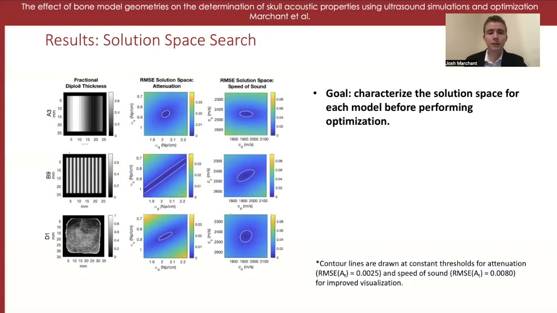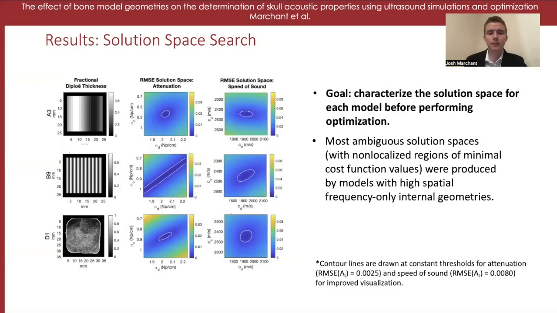In the leftmost column, the fractional diploid thickness, defined as the number of diploid voxels versus total voxels, depicts the internal geometry of each model. The middle and rightmost columns show the solution spaces with overlaid contour lines to enable improved visualization. The most ambiguous solution spaces were produced by models with only high spatial frequency internal geometries. The solution spaces were designed to serve as clues to indicate how well the optimization might perform.